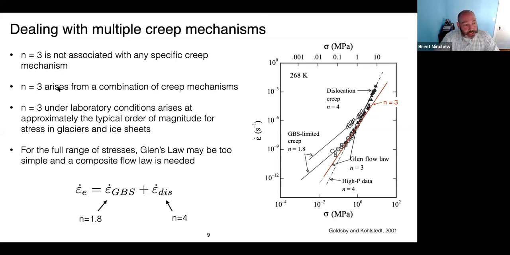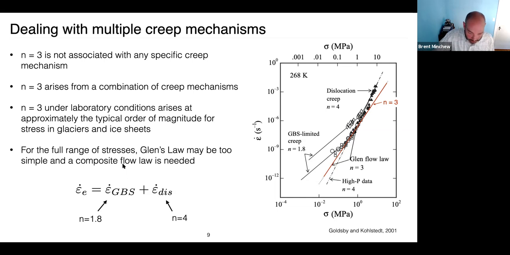Right. So this creates this question about where n=3 comes into play. What should be the proper value of n whenever we're modeling the flow of ice and so forth? Now, for the full range of stresses that are experienced by glaciers, it can certainly be argued that Glen's flow law may be simply too simple, and that a composite flow law is needed.